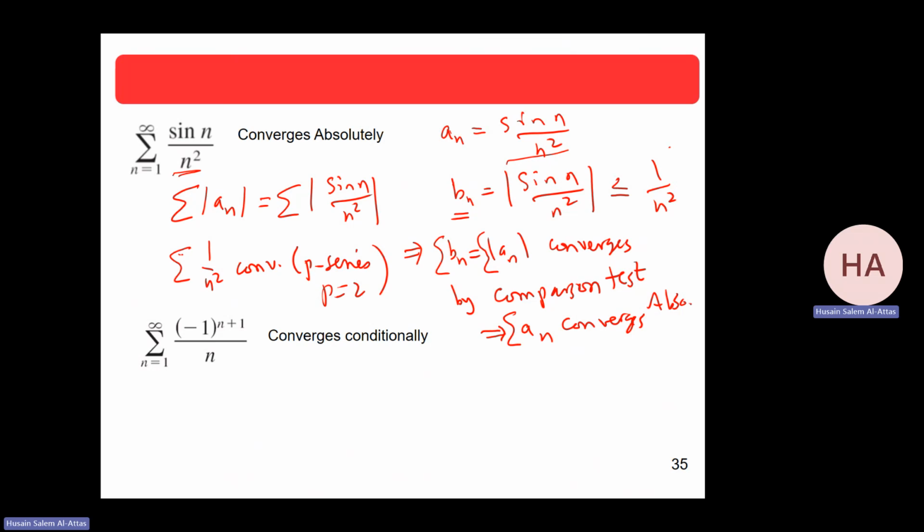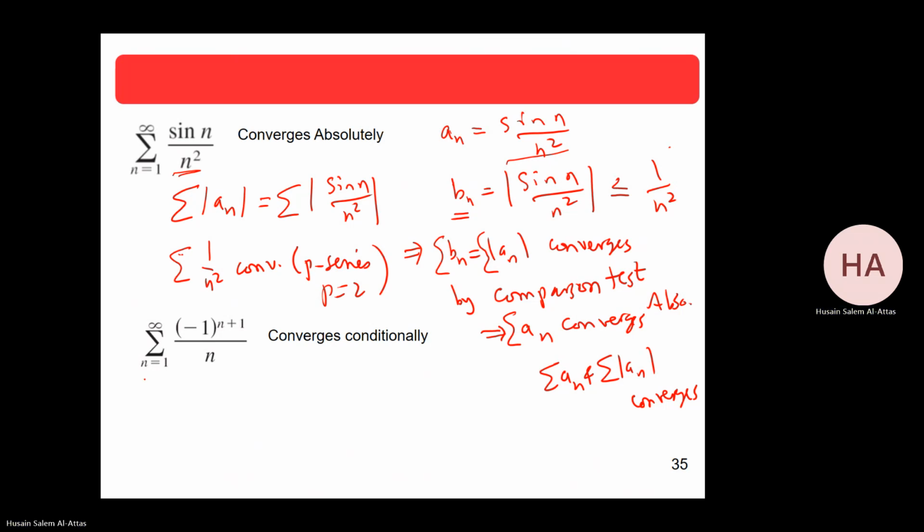Which means also, now we have two things: a_n and the absolute value of a_n both converge.